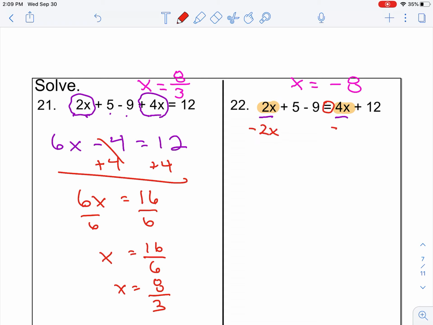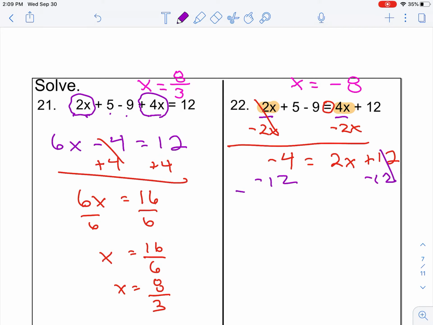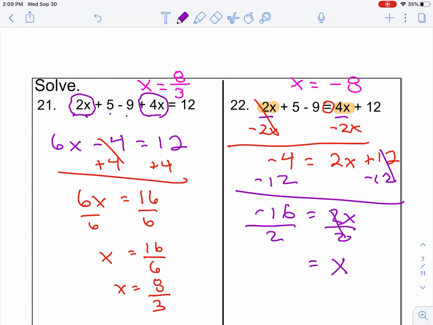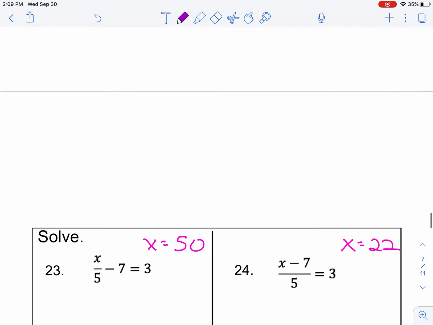So what I'm going to do is add or subtract some of the x's to get them to the other side. 2x minus 2x adds up to 0. Now I have 5 minus 9, which is -4, equals 4x minus 2x gives me 2x plus 12. From here, again, it should be pretty straightforward. I need to get the numbers together. So I'm going to subtract 12 from each side so that my variable's on one side and my numbers are on the other. From here, I can divide by 2 to get 1x, and I get x equals -8.